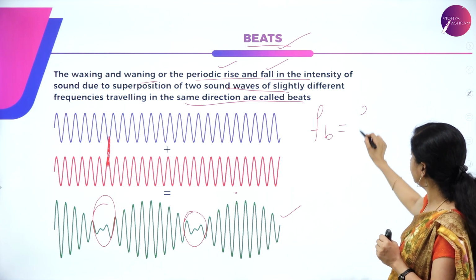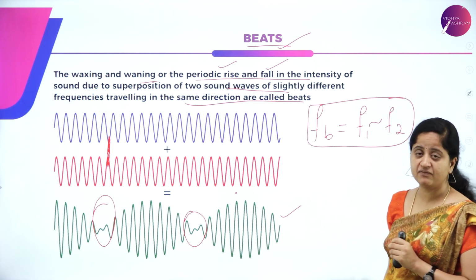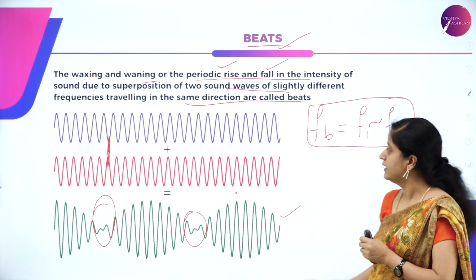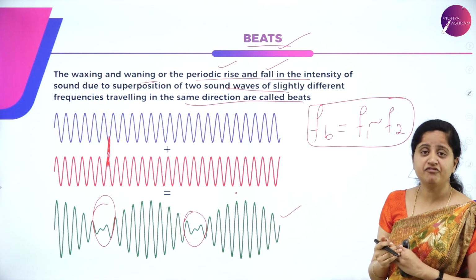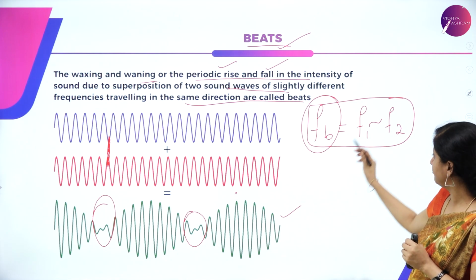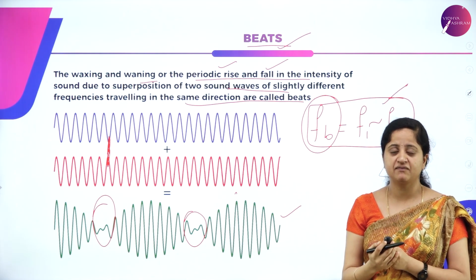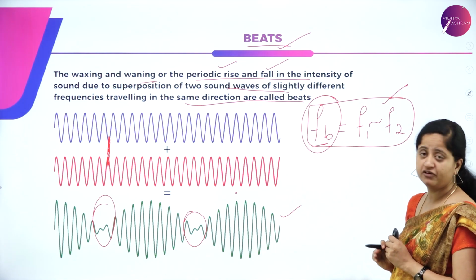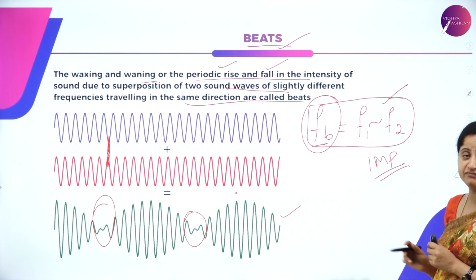The beat frequency is given by F_B, which is nothing but the difference in frequencies of two waves, where F1 and F2 are the frequencies of the two waves respectively. When there is a slight difference in the frequencies of two waves, there will be a formation of beats, and the frequency of beats can be calculated by the formula F1 minus F2. By taking the difference of two frequencies, we can find the frequency of beats. So this is a very important formula to find the beat frequency.